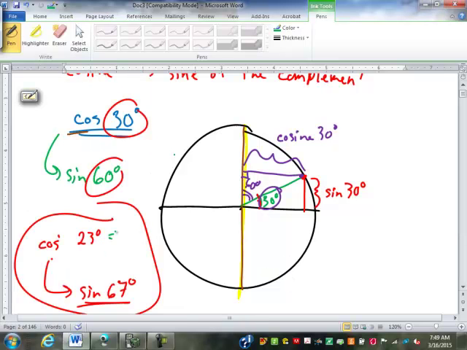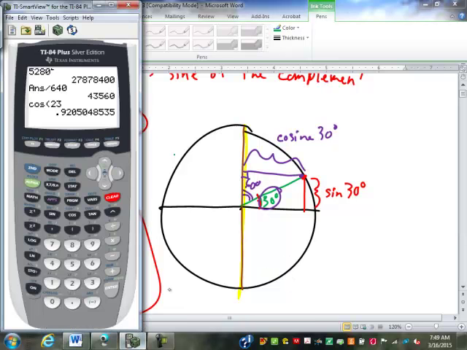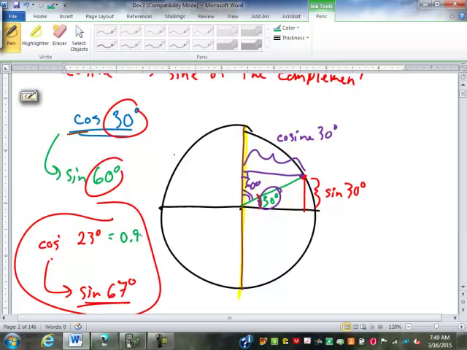So when you did the cosine of 23, you got 0.9205. Punch in the sine of 67. Hopefully you get 0.9205, if all goes well. Everybody good? Cool.